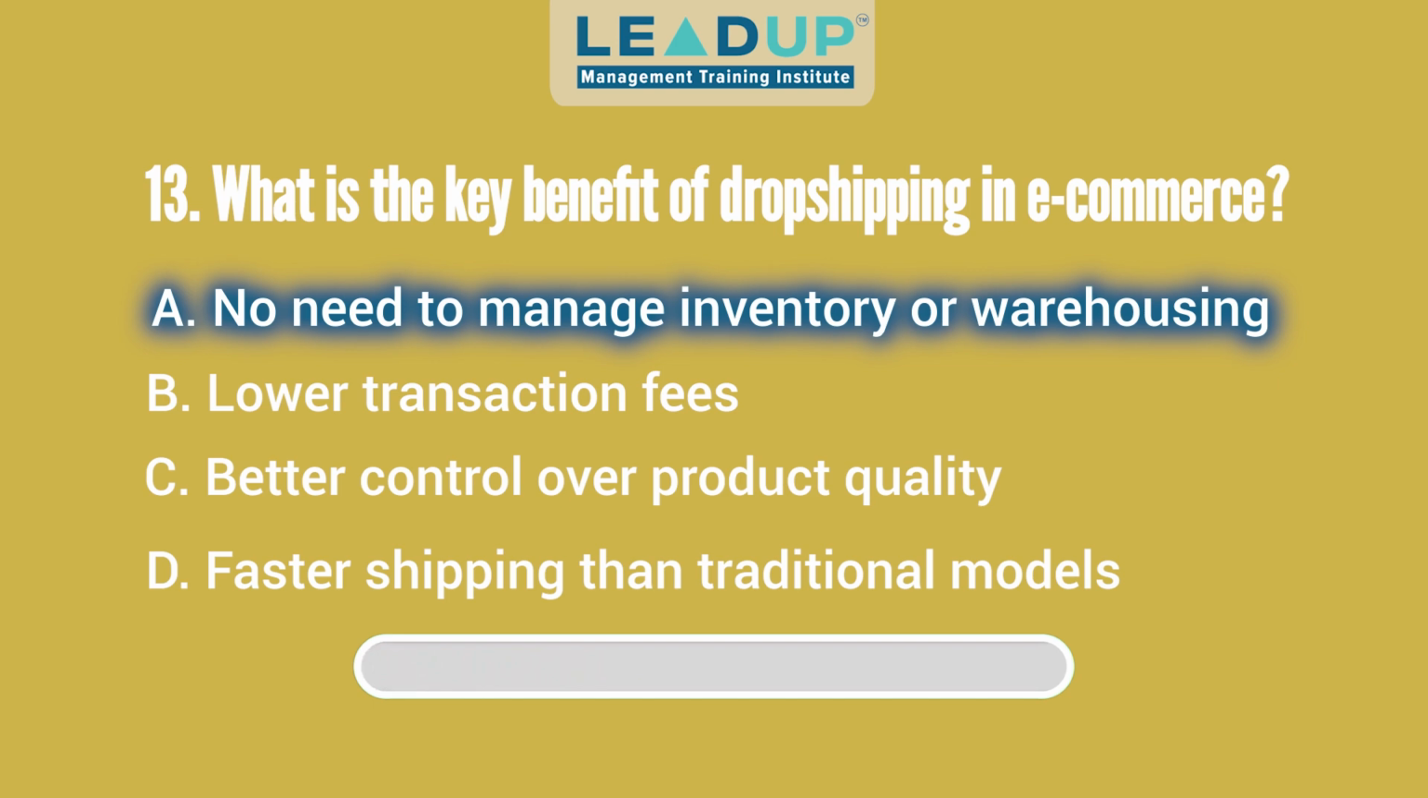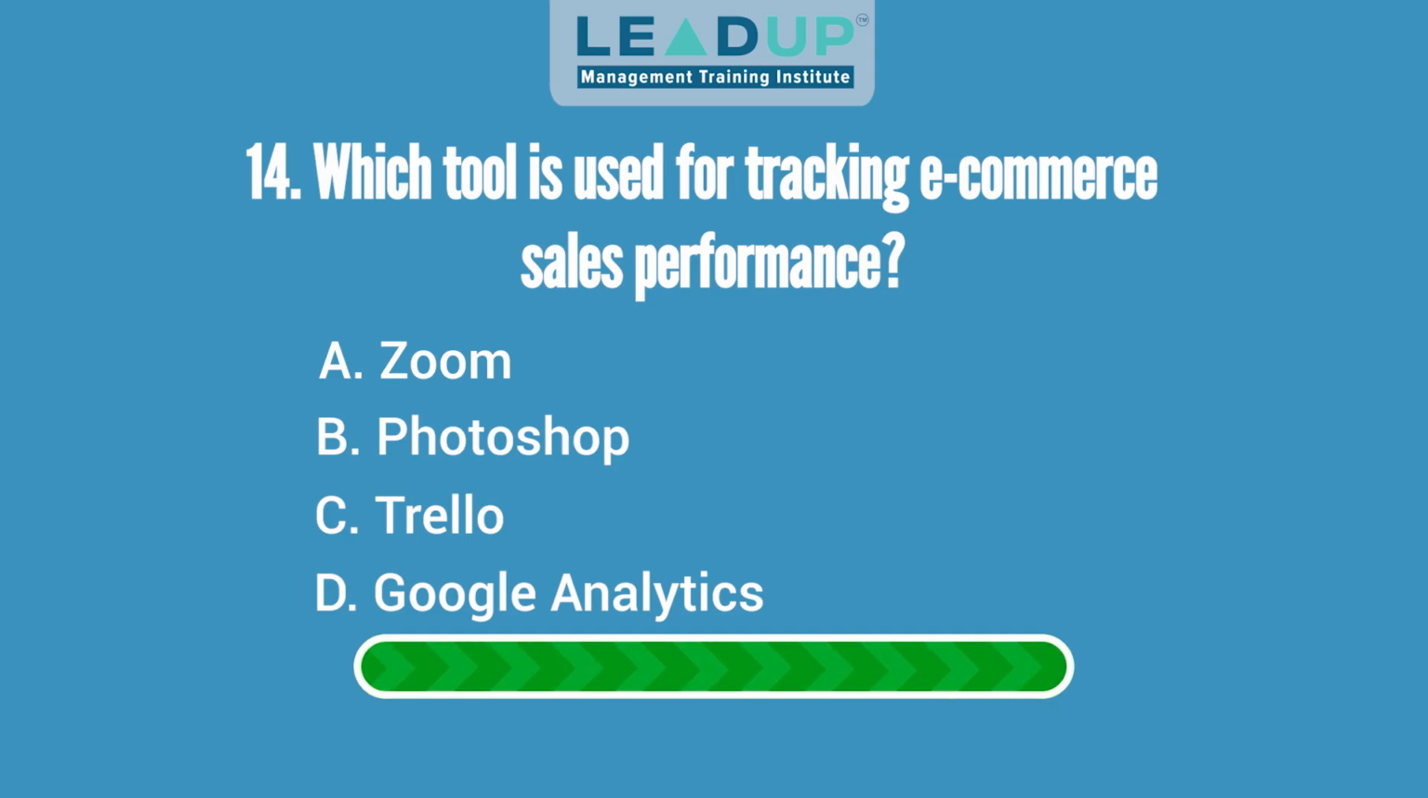Answer: no need to manage inventory or warehousing. Question 14. Which tool is used for tracking e-commerce sales performance? A. Zoom, B. Photoshop, C. Trello, and D. Google Analytics.